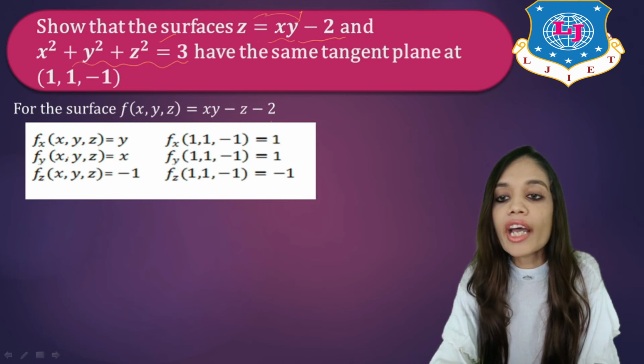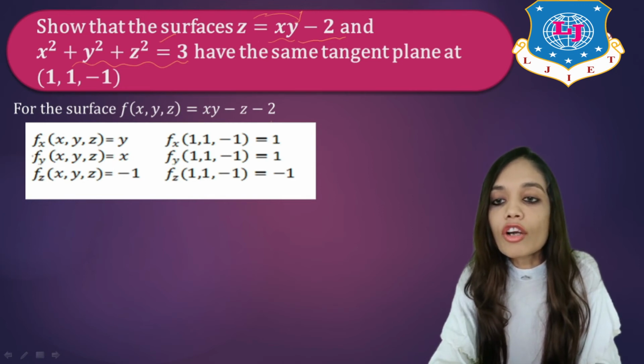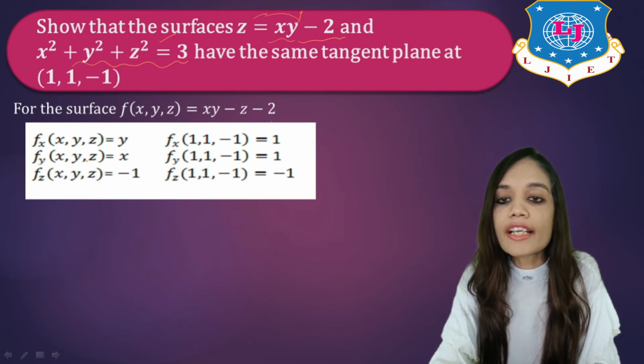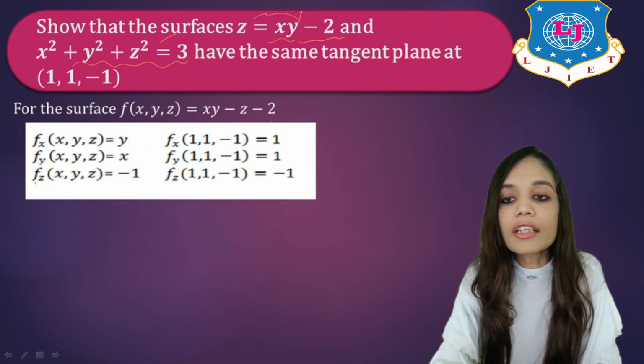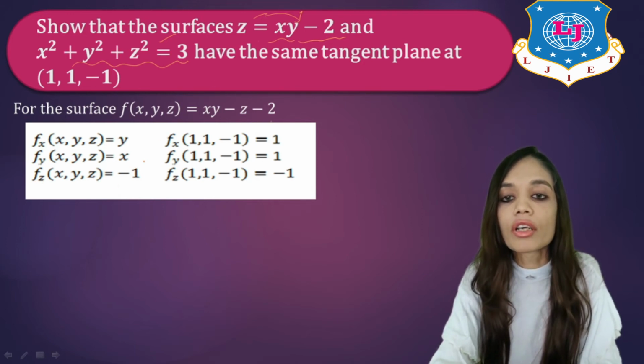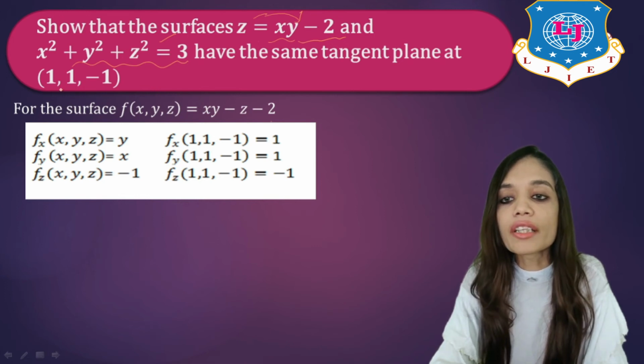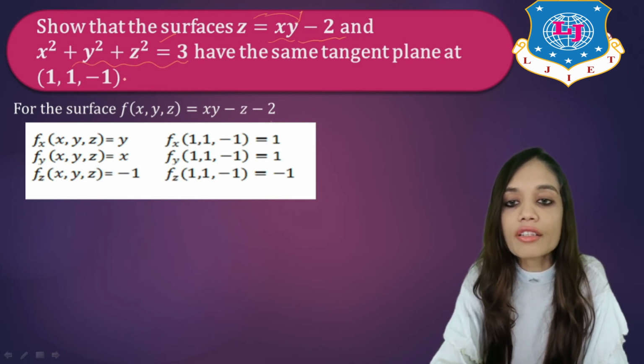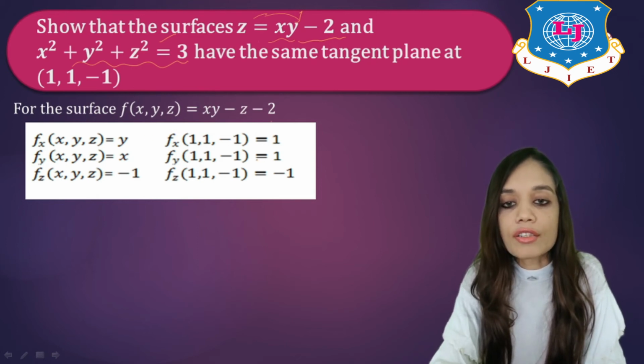Similarly, find fy. So here you have to put x and z as constant. So your answer will be x. And finally, find fz, keeping x and y constant. So the answer will be only minus 1. Now put your point P, that is (1, 1, -1). So on putting your point P, you will get fx as 1, fy as 1 and fz as minus 1.